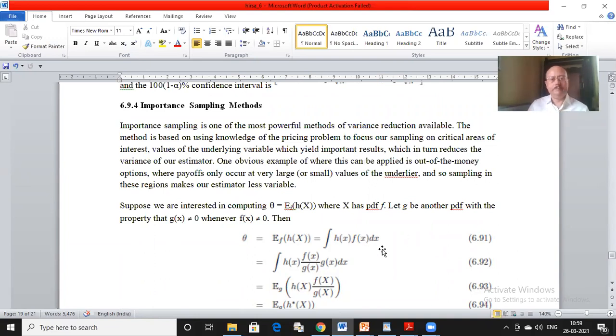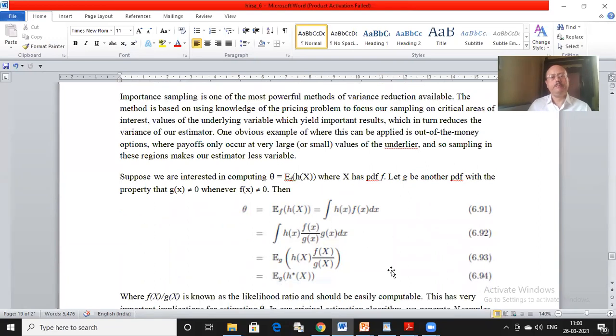Okay, a little bit of notation. Suppose we are interested in computing theta, which is the expectation of h(X). h is our target function, and X has the probability density f. Let g be another PDF with the property that g(x) is not equal to 0 whenever f(x) is not equal to 0. So they have the same support.